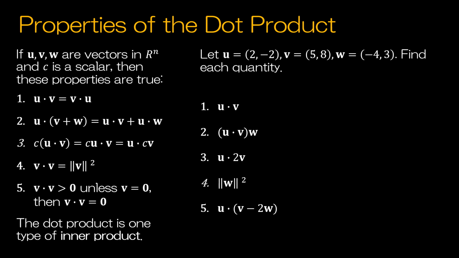The next one, v dot v, is the same as the norm of v squared. We already talked about that one. And the last one says v dot v is greater than or equal to 0. And if v is equal to 0, then v dot v must be 0.